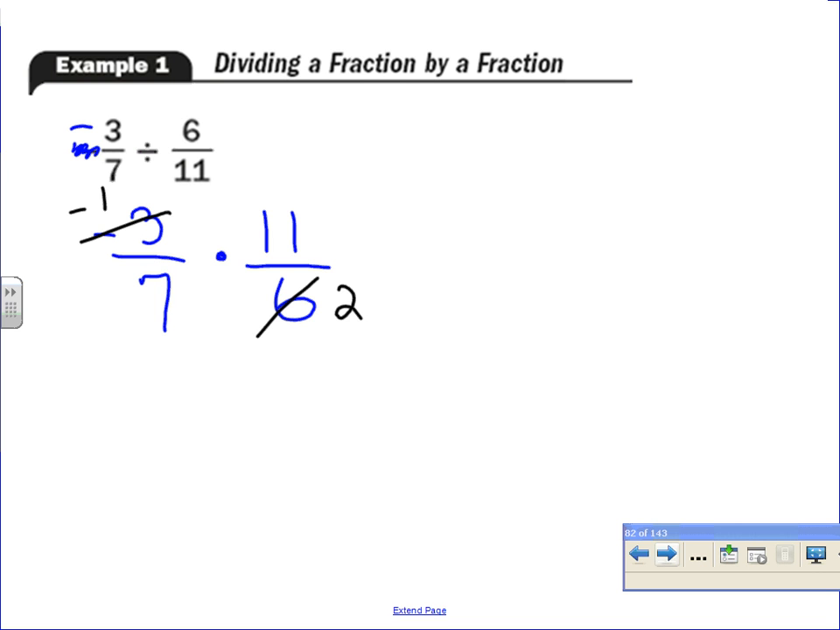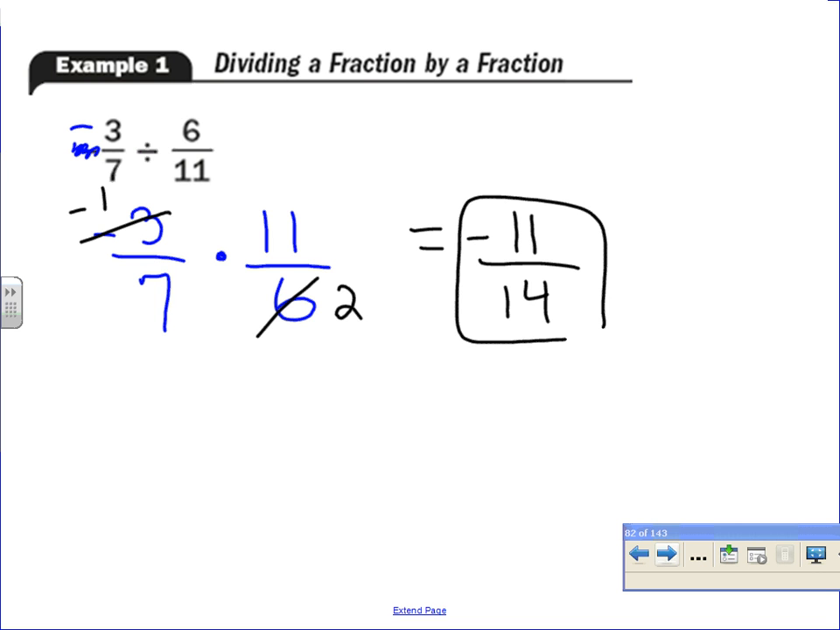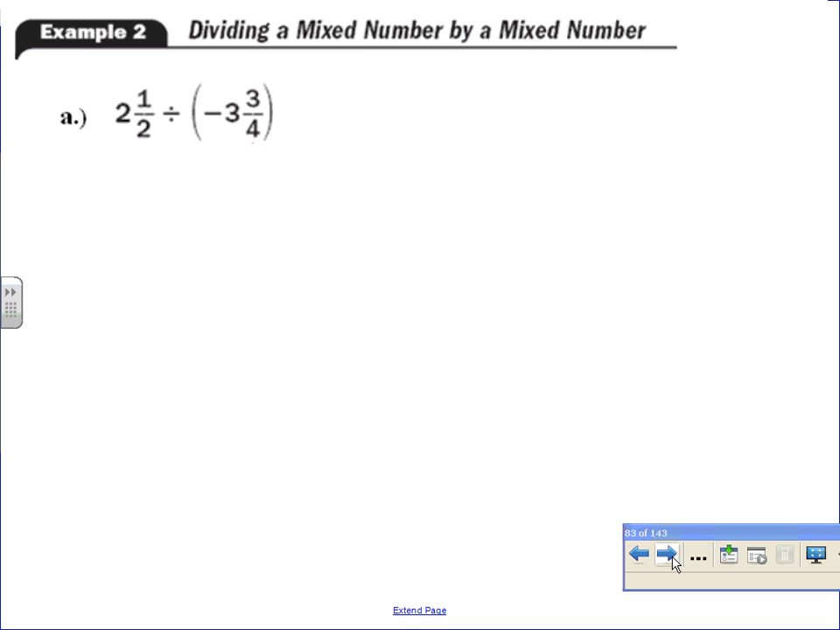So multiply across the top, across the bottom, we get -11 over 14. You can keep the negative sign wherever you want, as long as you only have one of them. So do you agree this is pretty easy? Keep, change, flip. Okay, example 2. Watch, they get so much harder. Uh-oh, now we have mixed numbers.